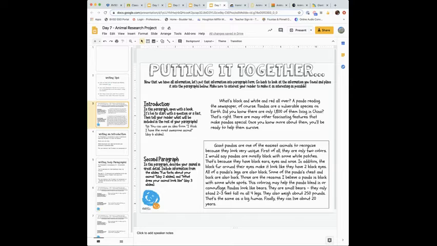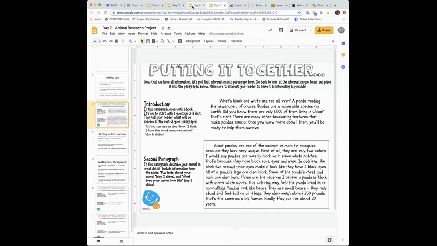Introduction. In this paragraph, open with a hook. We've talked about using a hook before during the year. It's fun to start with a question or a fact. Then tell your reader what will be included in the rest of your paragraphs. I thought this was really helpful, and I looked back at this several times. Here's an additional tip. You can use an idea from, I think I have the most awesome animal, day 6 slides. So that's actually the work that we did yesterday.